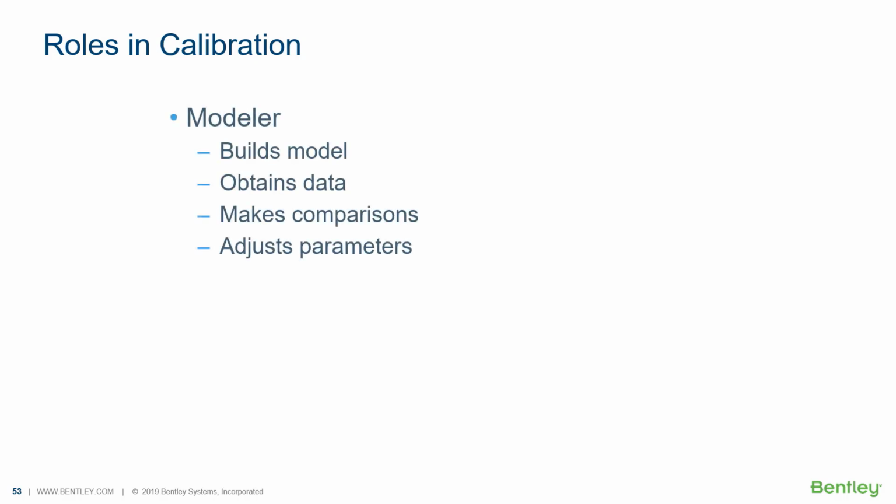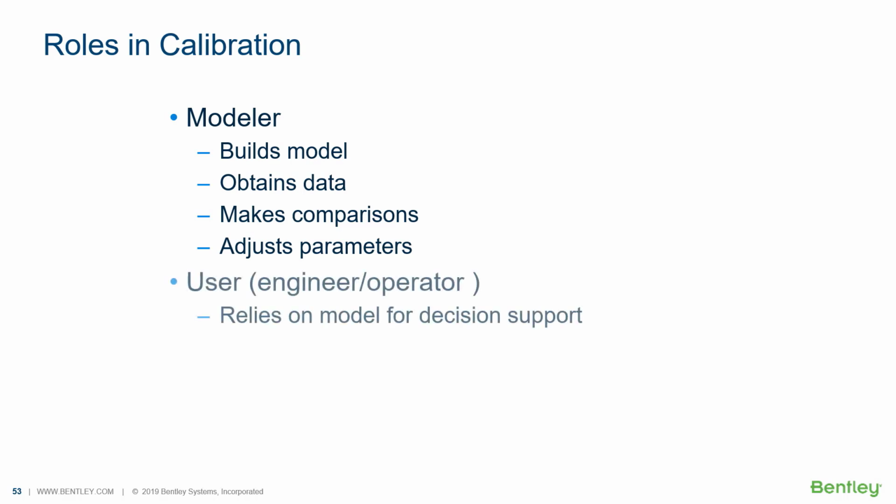One role is that of the modeler, which is probably you. You build the model, you got the data for calibration, you made the comparisons, adjusted the parameters, and you've done your job in calibrating the model. But there's another role in modeling, and that is the person who uses the model results. Now, you may be running the model, but it's somebody else, possibly the design engineer for the project or the senior operator of the system, who is the user, the decision maker. And he relies on the model for decision support. So, when is the model calibrated?